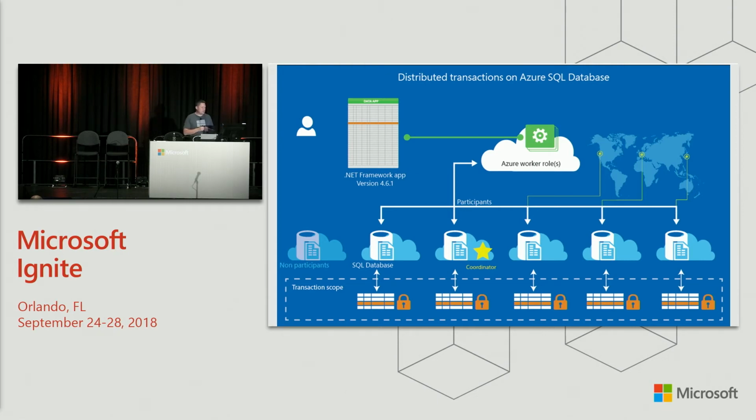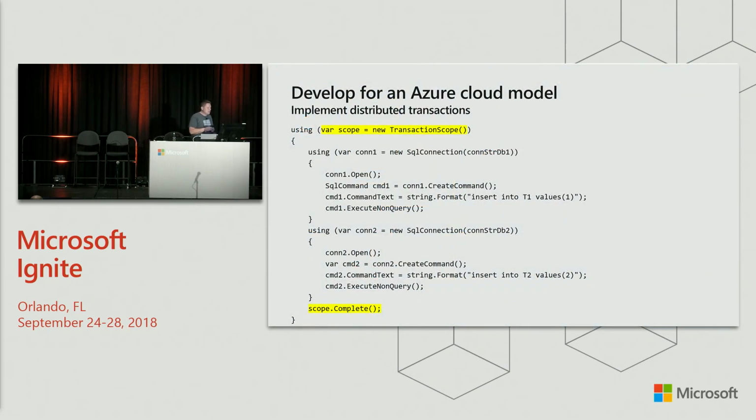So if we're using an application that's using .NET Framework 4.6.1 or higher, we can complete that distributed transaction. And that's exactly what it looks like. The focus is the scope. So we're setting up a transaction scope, and completing that scope. So we've got two different insert commands, essentially, that are happening, and then we're going to complete those two inserts across two different databases.